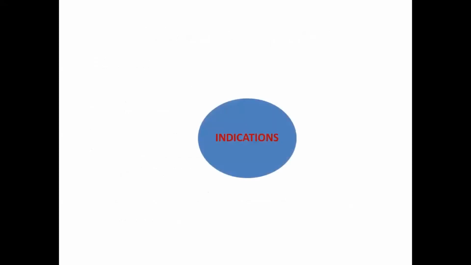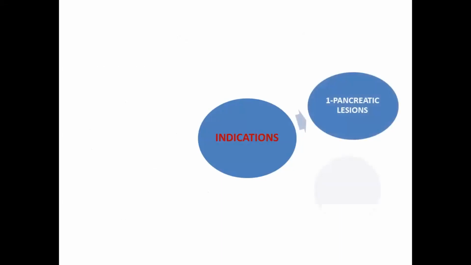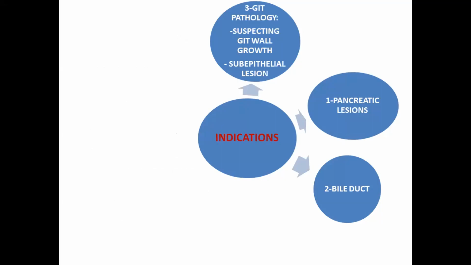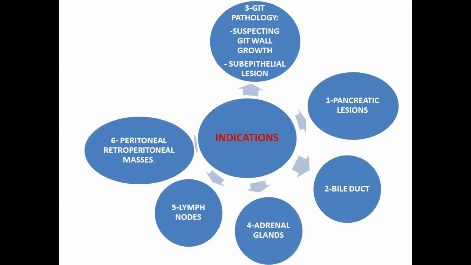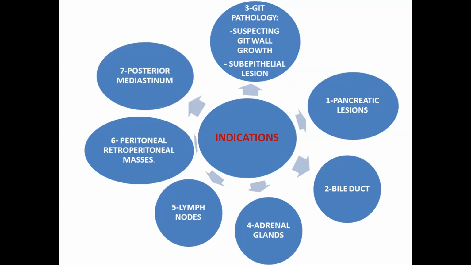The classic indication for endoscopic ultrasound FNA is pancreatic lesion. This is the first and the classic indication of tissue sampling. Then sampling of the bile duct in case of bile duct strictures, sampling of abnormally thickened gastrointestinal wall, sampling of subepithelial lesions, and sampling of adrenal gland masses, lymph nodes, retroperitoneal or peritoneal masses, and posterior mediastinal masses.